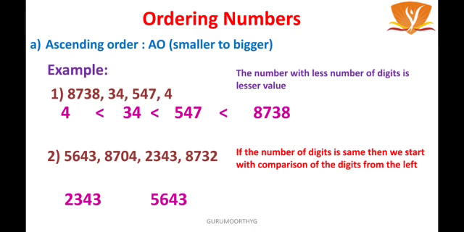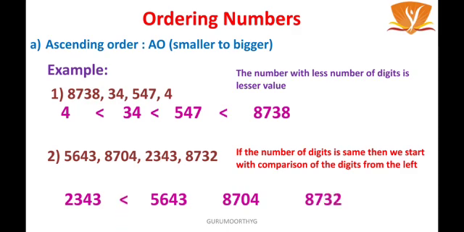We are going to compare tens place. The second number tens place is 0 and fourth number tens place is 3. So 3 is greater value and 0 is lesser value. You are going to select less value. 8704 is lesser than 8732.